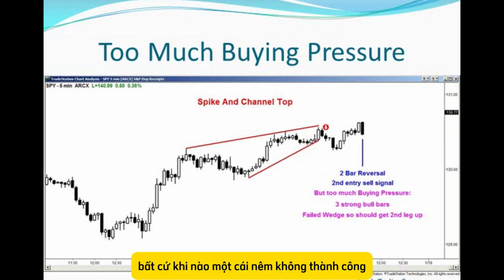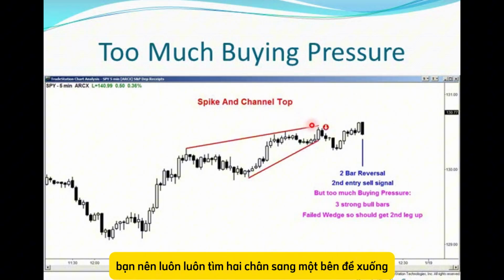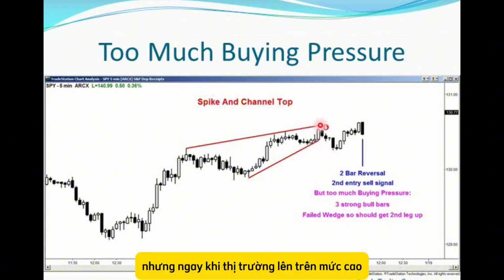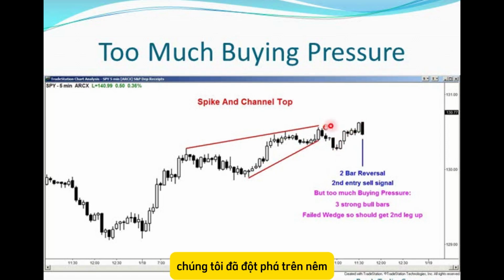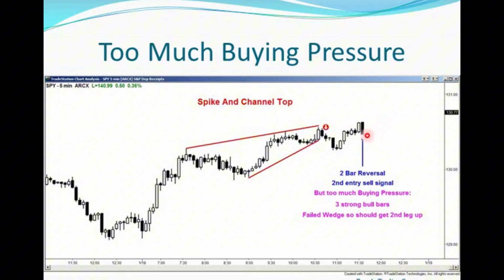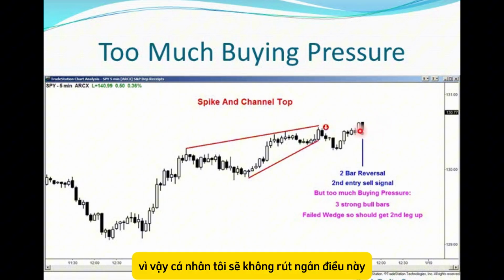Whenever a wedge fails, you should always look for 2 legs sideways to down. But as soon as the market got above its high, the wedge has failed. So the odds favored 2 legs sideways to down, and that means it was less likely we got the breakout above the wedge. Anytime the lower probability event happens, you usually get a second leg. So we'll probably get a second push up. So I personally would not take this short, especially because these 2 bull bars are strong.